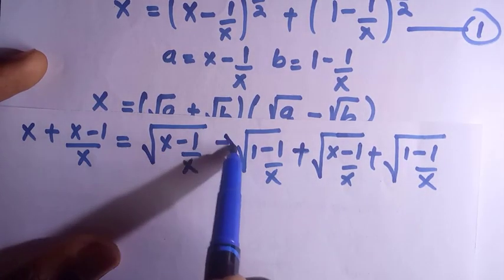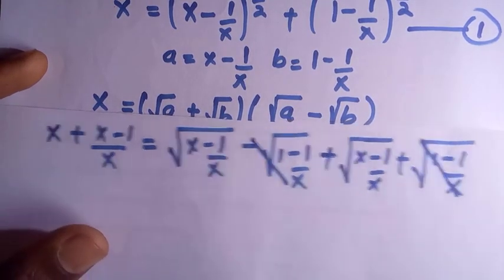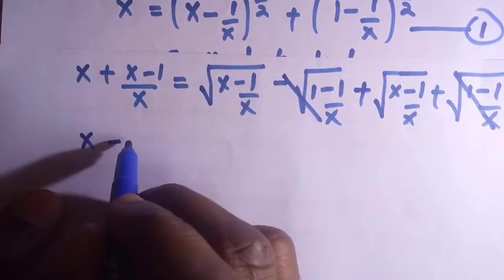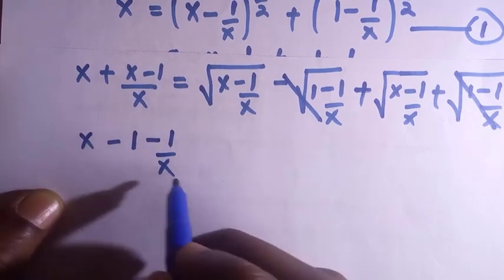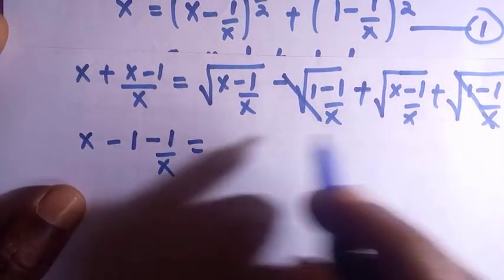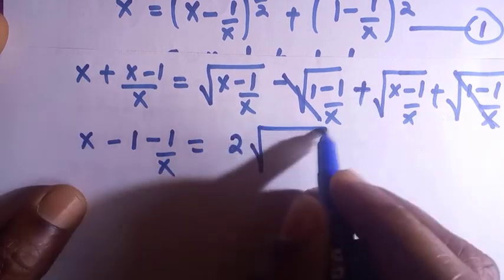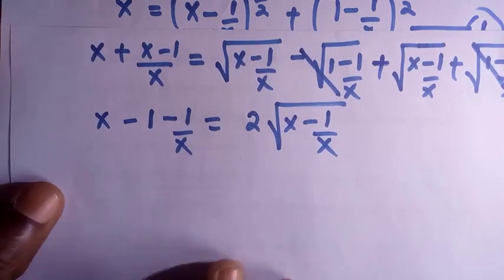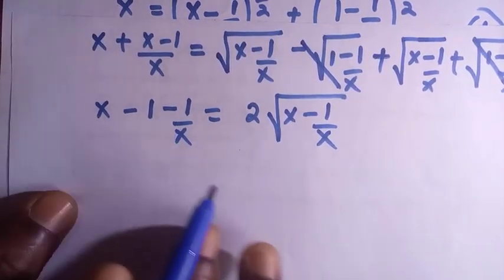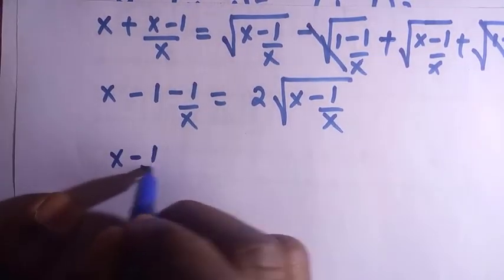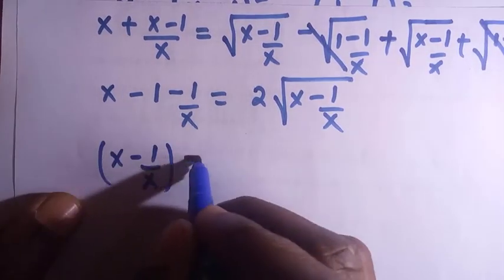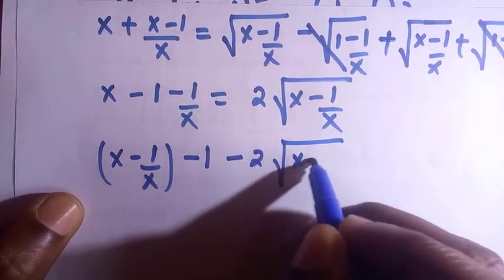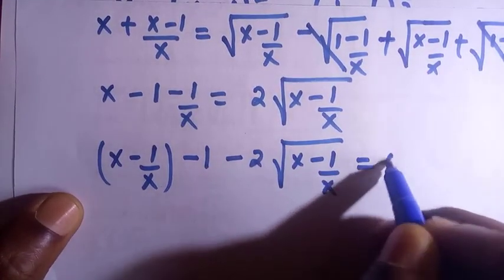So if this and this negate each other, the left hand side here becomes x minus, so separating this, we have 1 minus 1 over x, equals to, so adding these two together, we have 2 root x minus 1 divided by x. Then for this side, if I combine x and minus 1 over x together, and I go to bracket it minus 1 and I transfer this here, it becomes minus 2 root x minus 1 divided by x, everything equals to 0.